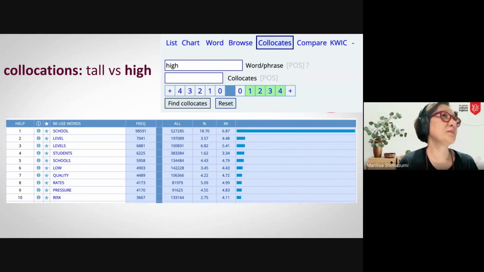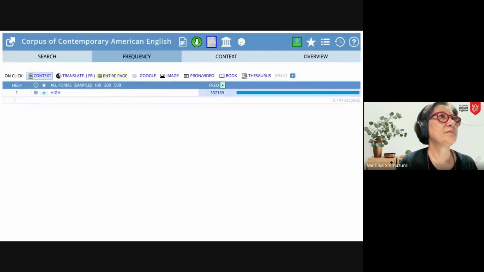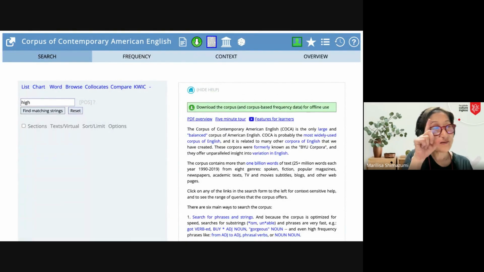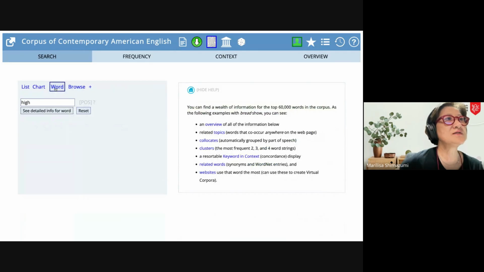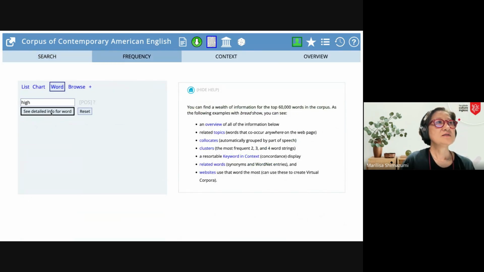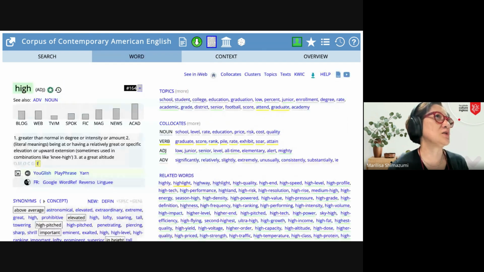What are the common collocates? Now, let me show you. I'm using COCA Live to show it to you. Let's go back to search, and a very interesting function. If you click on, I have high here, I click on words and see detailed information. What does COCA give me?